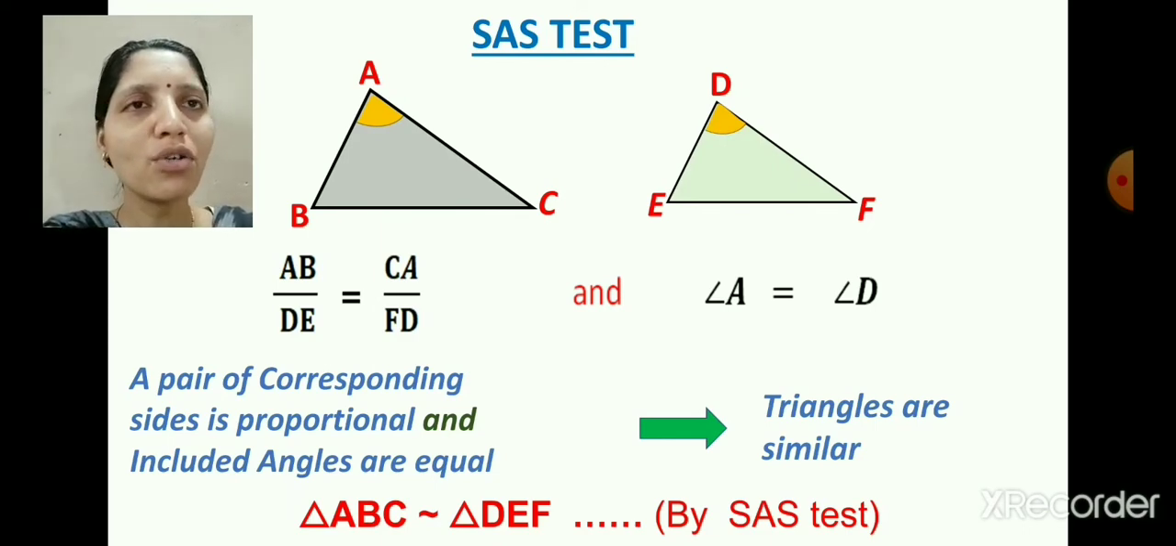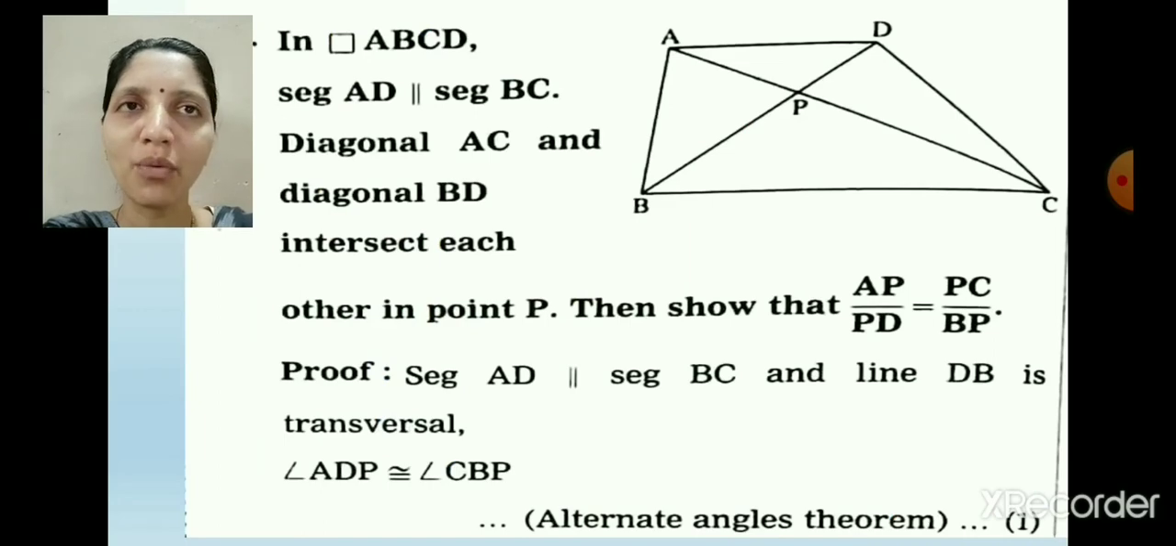Now we are going to solve one problem from problem set 1. This is the 11th problem. In quadrilateral ABCD, seg AD is parallel to seg BC. Diagonal AC and diagonal BD intersect each other in point P. Then show that AP upon PD is equal to PC upon BP. Now you have to prove this: AP upon PD is equal to PC upon BP.